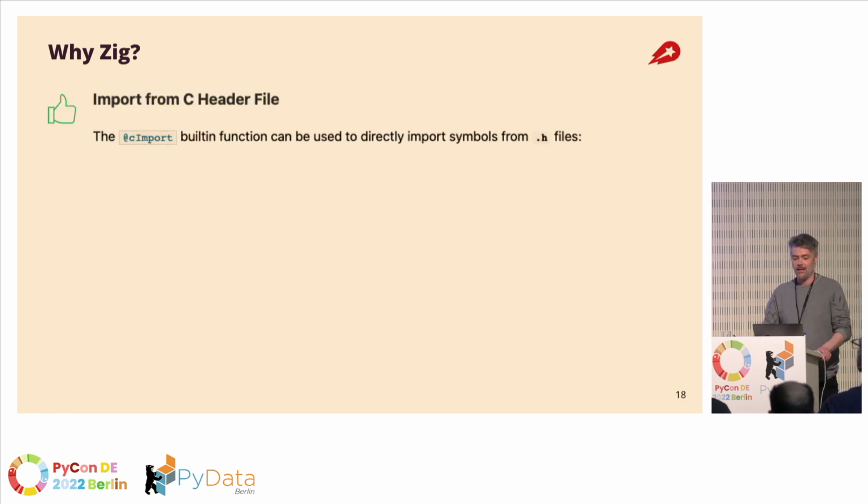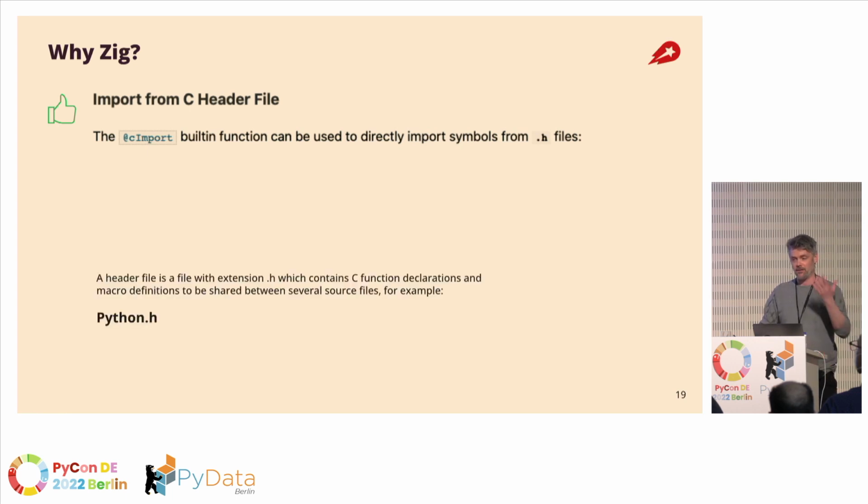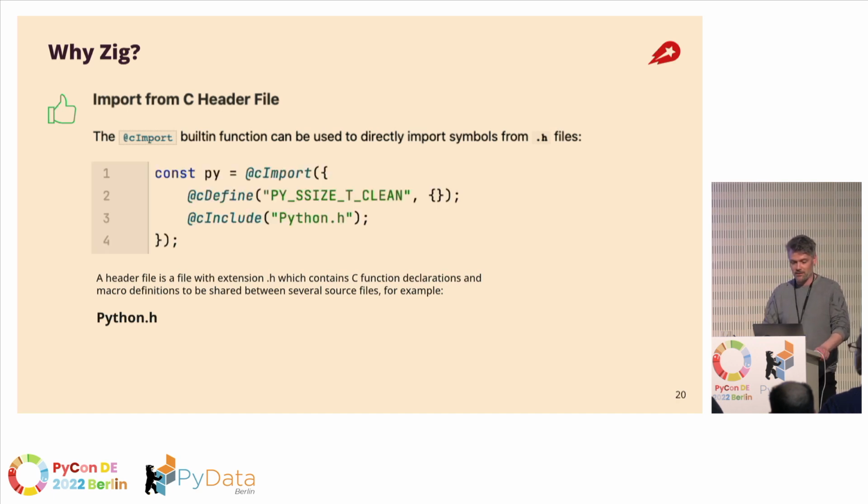The first feature is that you can directly import from a C header file. So the C import built-in function can be used to directly import symbols from header files. A header file being, of course, a file with extension .h, which contains C function declarations and macro definitions. For example, Python.h, which is a file that ships with Python and exposes a C API that we can call. And this is a snippet of Zig here. We're declaring a const variable pi and importing the Python header file, also defining a macro in line 2 and assigning it to pi.